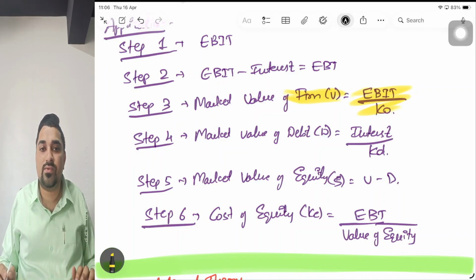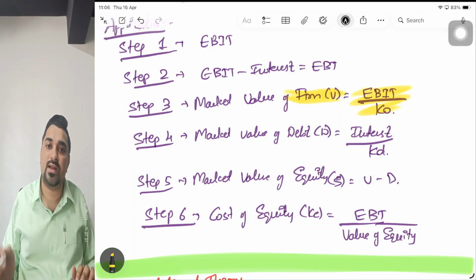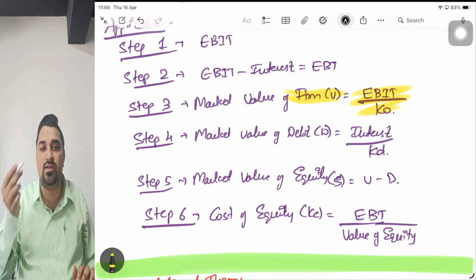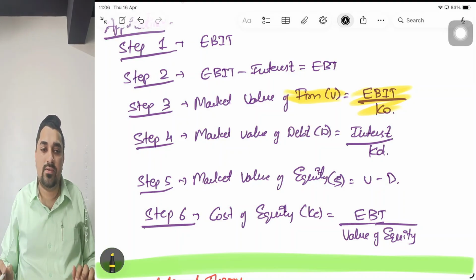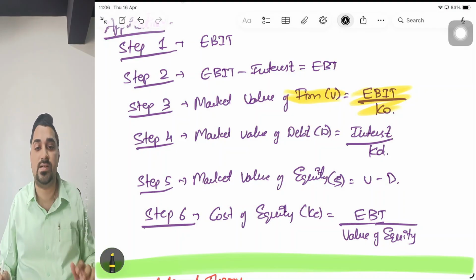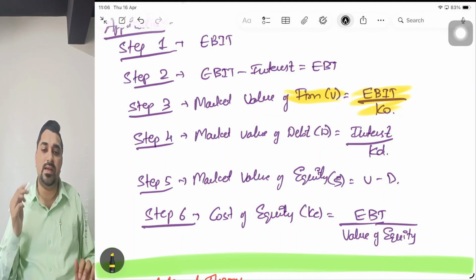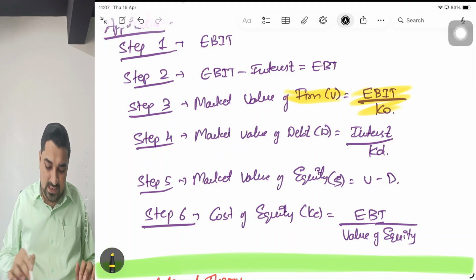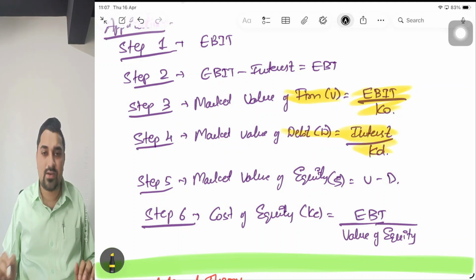Earlier I was calculating value of equity first. First I used to calculate value of equity, then value of debt, then value of equity plus value of debt would give me value of firm. But here what am I calculating first? I am calculating value of the firm first. So how do I calculate value of the firm? EBIT divided by KO. Next step, I need to calculate value of debt. How do I calculate value of debt? Interest divided by KD, no change.